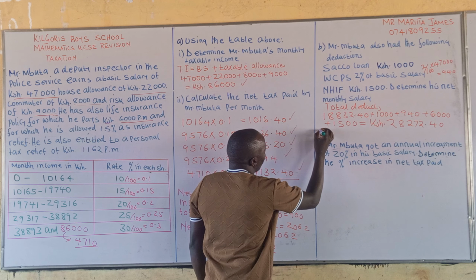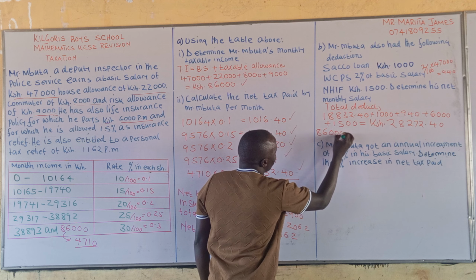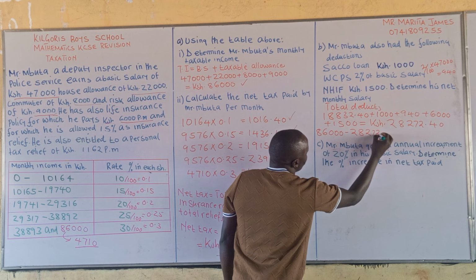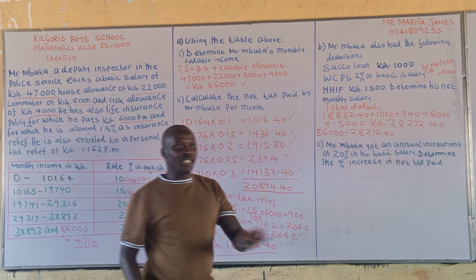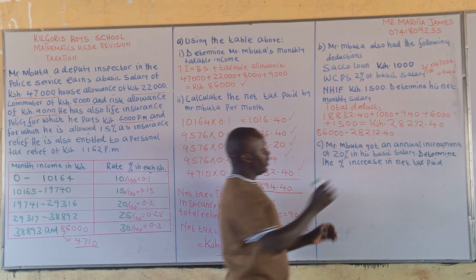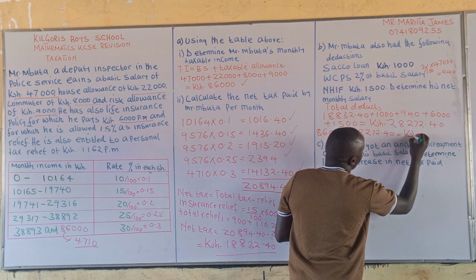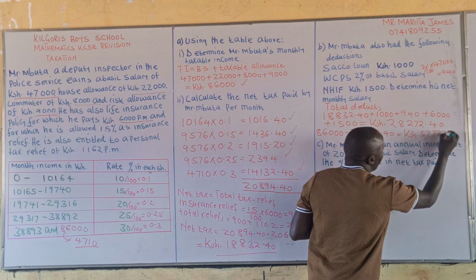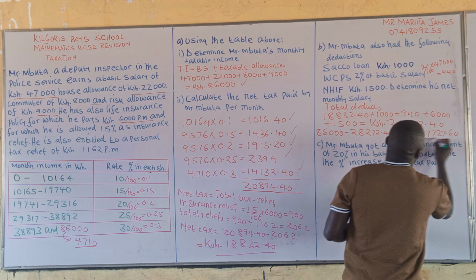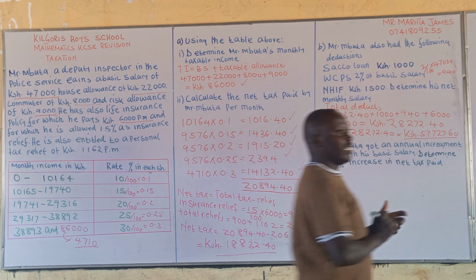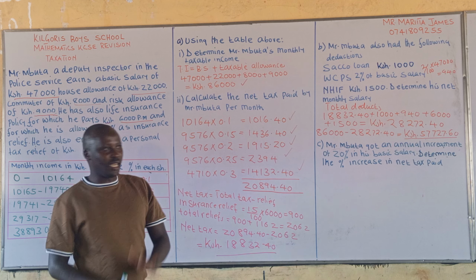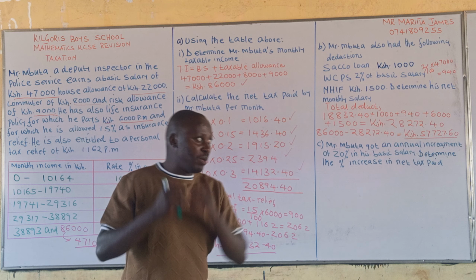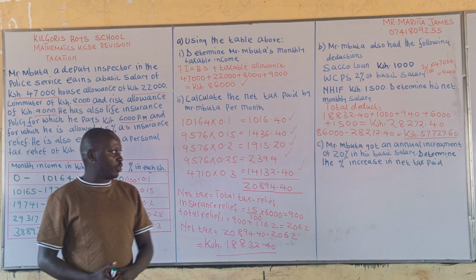So you take 86,000 minus the total deduction of 28,272 and 40 cents. You get the net salary of Mr. Mbuta as 57,727 and 60 cents. This is Mr. Mbuta's net monthly salary. Net monthly salary is calculated by the taxable income minus the total deduction. And remember, in this case, the tax is our main deduction.